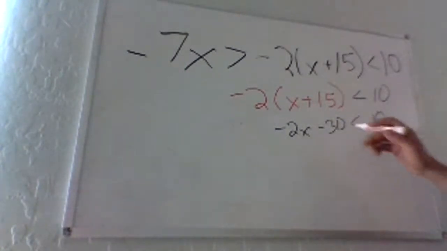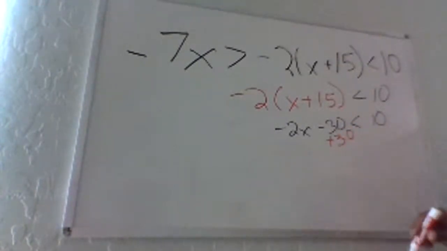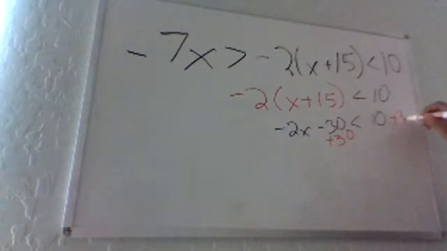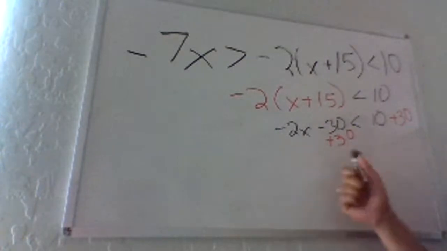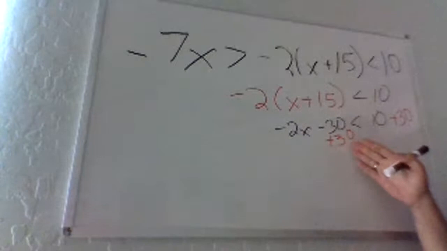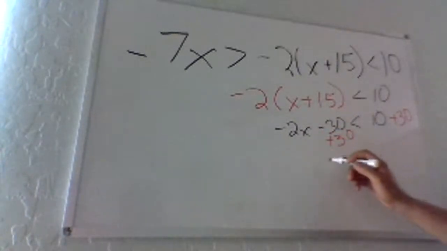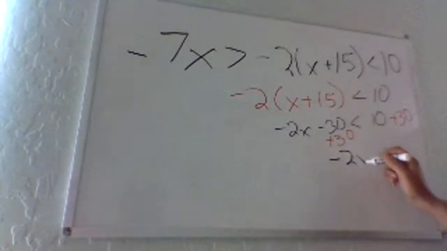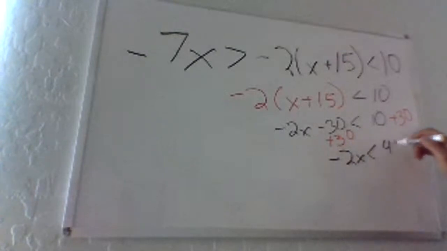I add 30. Okay, and why are we doing that, Mariana? Why are we adding 30? So, para eliminar, quitarle de ese lado el número y pasarlo al otro lado. So we do this. This is called an inverse operation. Muy bien. We do this so that we can get rid of the 30. Now we're getting closer to getting the variable by itself. So now we're down to negative 2x is less than 40.